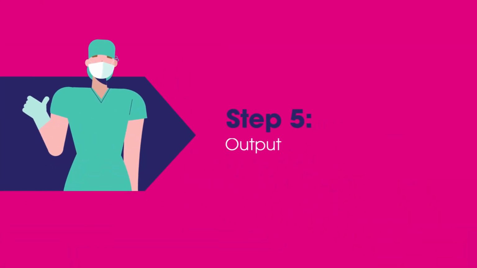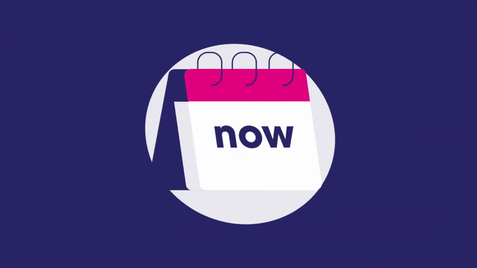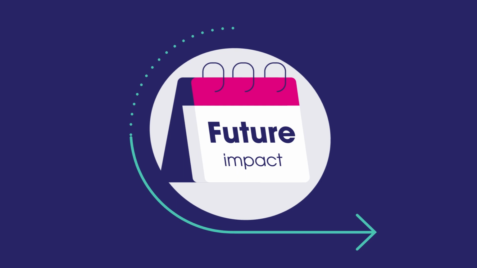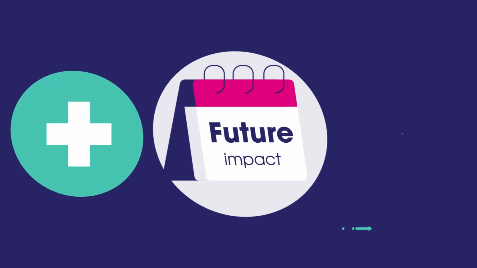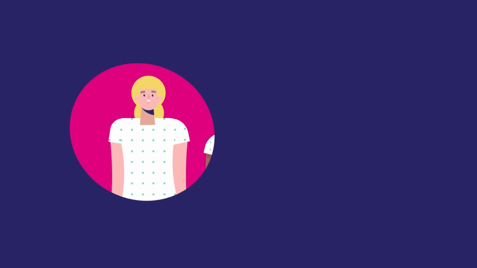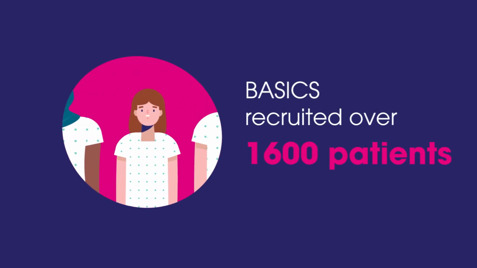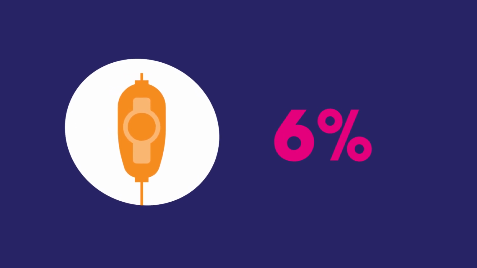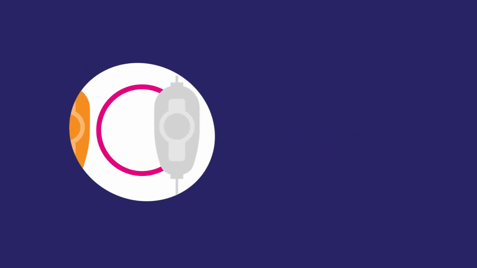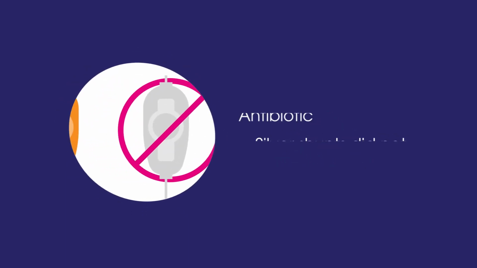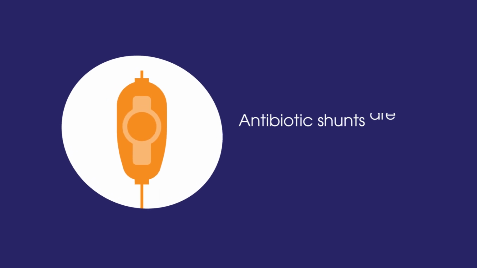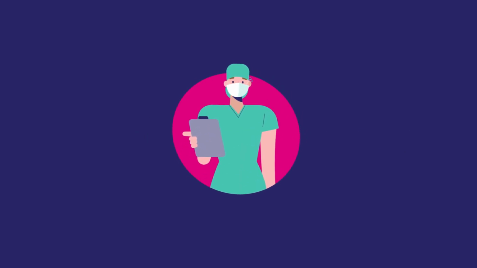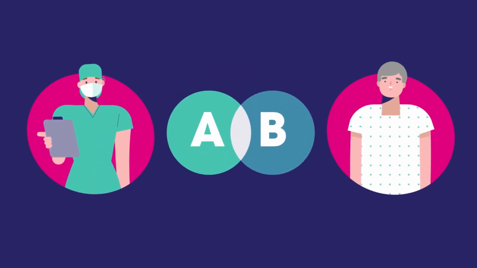Step 5. Output and impact. Finally, it's important to think about the future impact of your surgical trial. After all, the purpose of the research is to improve healthcare and patient outcomes. BASICS recruited over 1,600 patients and showed that antibiotic shunts reduce the infection rate from 6% to 2%, but that silver shunts did not. Antibiotic shunts are now used routinely and are the standard of care in the UK and Ireland. Surgical trials are important for working out the best treatment for patients.